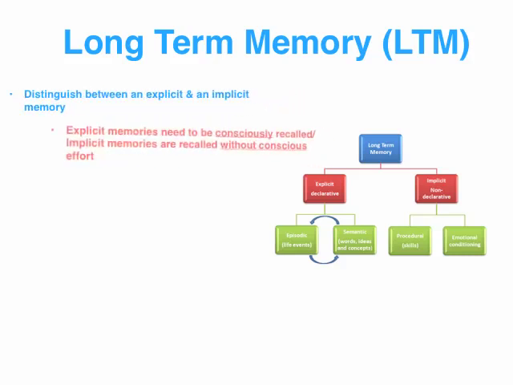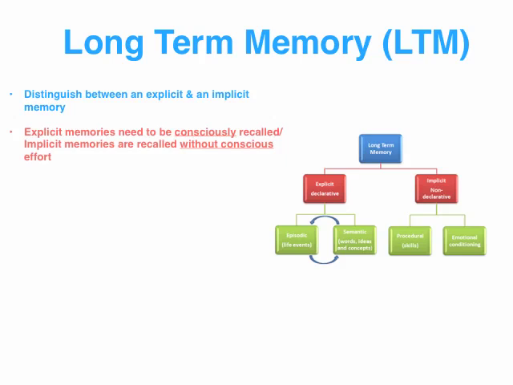Explicit versus implicit memories. Explicit memories must be consciously recalled, e.g., who's the Prime Minister of Australia? Well, I've just asked you that question, so you've got to consciously retrieve that from your LTM, put it in your working memory, and then you'll tell me that it's Tony Abbott. An implicit memory is recalled without conscious effort. You're driving along, you see a red light, you don't need to consciously think about what your right leg needs to do in order to stop that car.